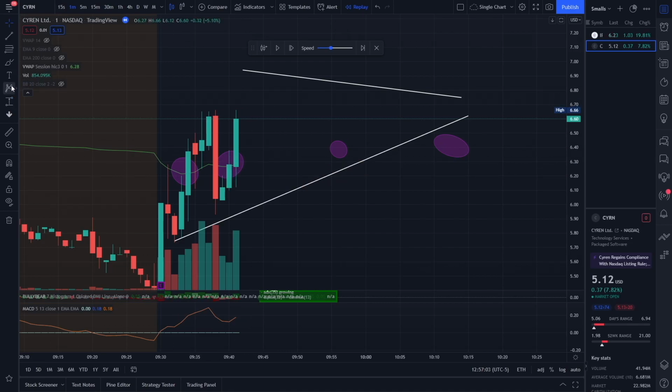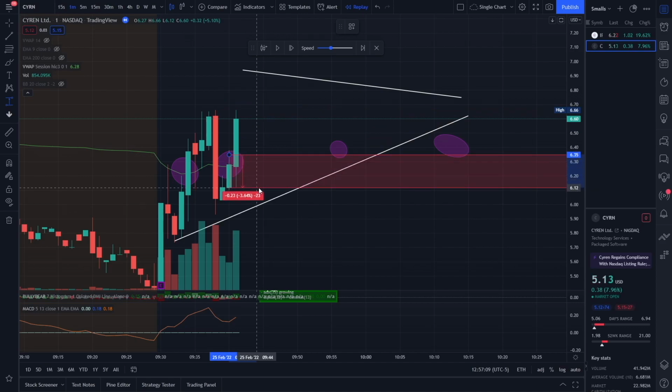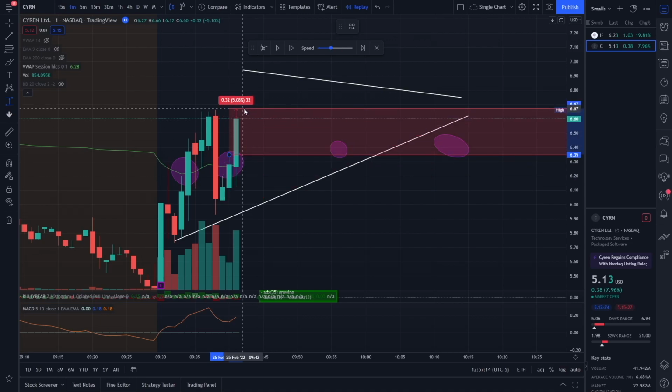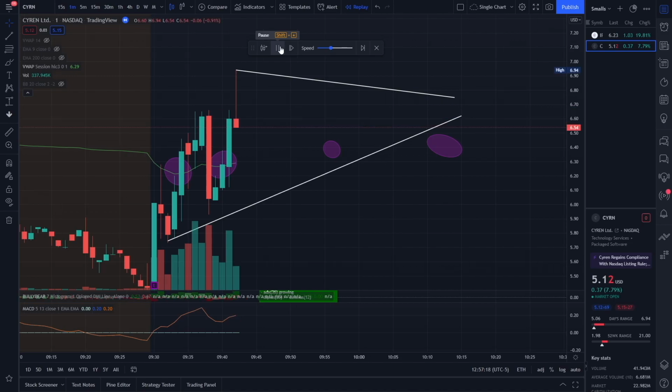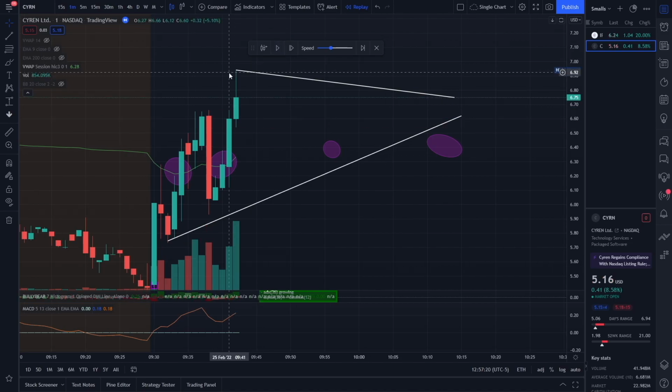So again, this is why you want to have a bigger stop loss on these stocks, because if you were in at 6.35, you're up 5%, then it dropped back down to negative 3.5%. So you're going to want at least a 4 or 5% stop. Let's see what happens. Drops down even more, shoots back up.